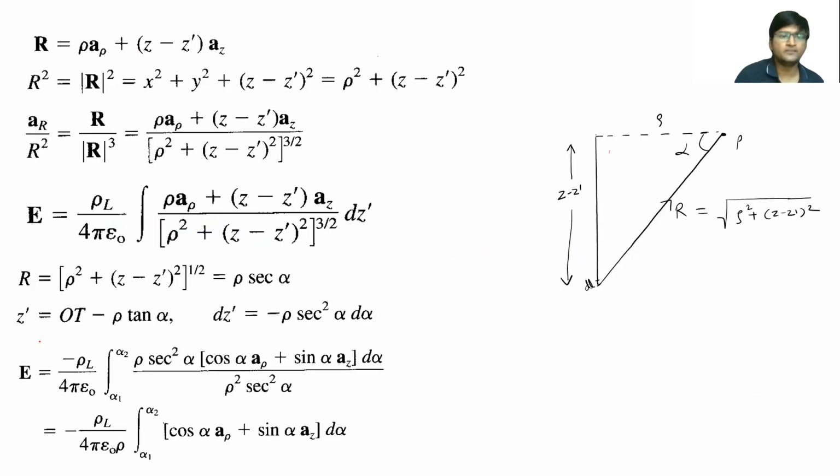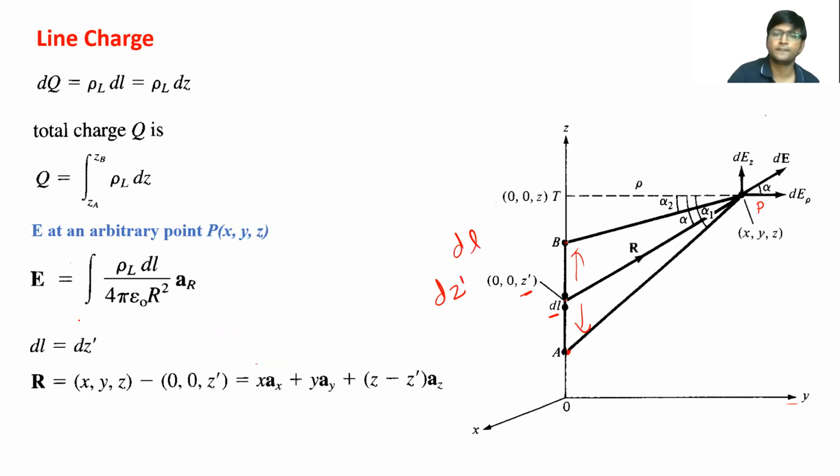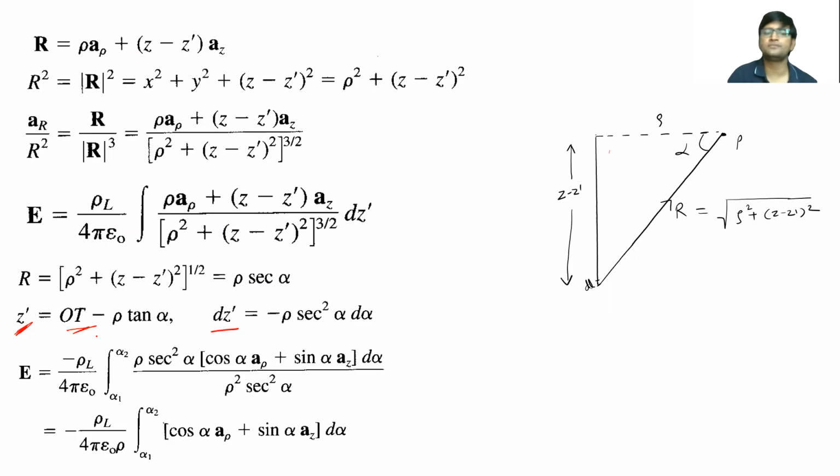Since we have already calculated the value of Z dash, for the sake of the line integral you have to calculate dz dash, and how will you get dz dash? You have to differentiate this Z dash. Since this point O and this point T are constant, because the point where you are calculating the electric field is constant, the distance between O and T is not varying. So if you take the differential of Z dash, this will become 0. And what is the differential of minus rho tan alpha? It will be minus rho sec square alpha d alpha, right?